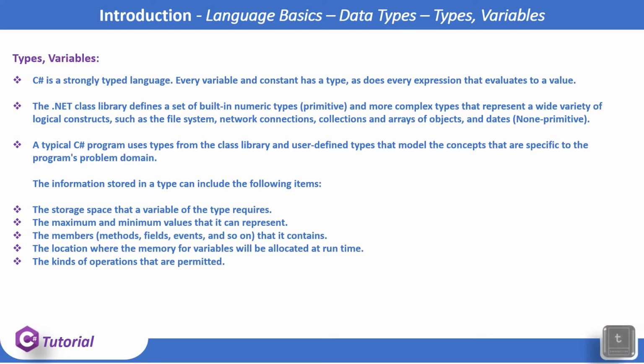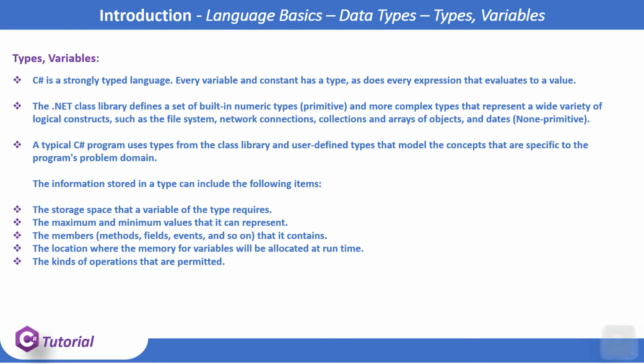Types, Variables. C# is a strongly typed language. Every variable and constant has a type, as does every expression that evaluates to a value. The .NET class library defines a set of built-in numeric types, primitive, and more complex types that represent a wide variety of logical constructs, such as the file system, network connections, collections and arrays of objects, and dates, non-primitive.